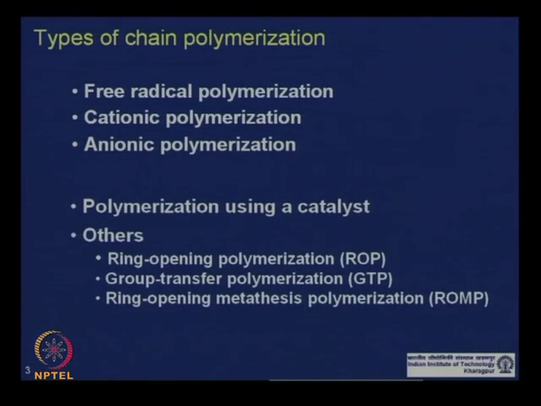Chain polymerization could be other types as well, for example, polymerization using other types of catalyst like Ziegler-Natta catalyst, and also different other types which are not the major class of chain polymerization, but they are also part of the group of chain polymerization. For example, ring opening polymerization, group transfer polymerization, and so on. We will talk about these polymerizations briefly in later lectures.